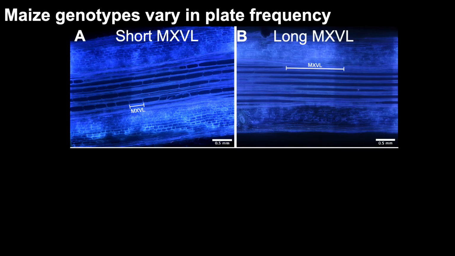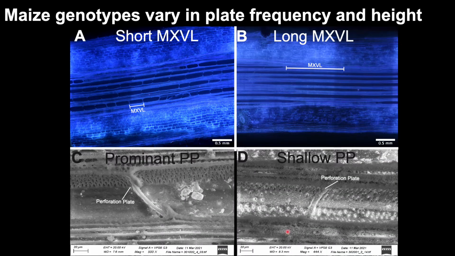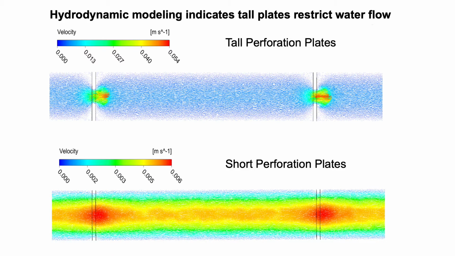Chris found substantial genotypic variation in the length of xylem vessels, as shown here, with the short vessel phenotype on the left and a long vessel phenotype on the right. Chris also observed substantial genotypic variation for the height of the perforation plates, as shown here, with the prominent plate on the left and a shallower one on the right. Hydrodynamic modeling indicates that the height of perforation plates affects water flow. You can see here in the top panel, tall plates reduce water velocity in the xylem lumen, whereas short plates do not.